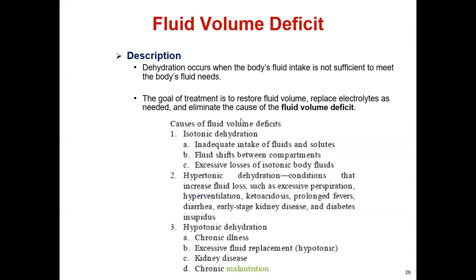What are the causes of fluid volume deficit? Maybe dehydration because of inadequate food intake or excessive loss of fluid. Hypertonic dehydration, a condition that increases fluid loss. Or hypotonic dehydration, which means chronic illness, excessive fluid replacement, kidney disease, or chronic malnutrition.